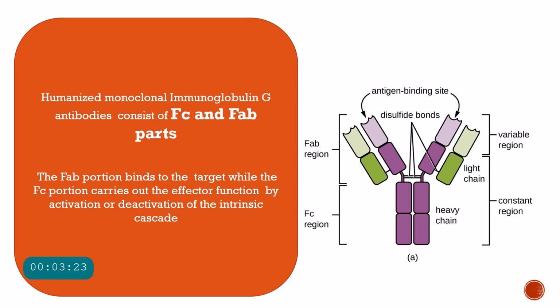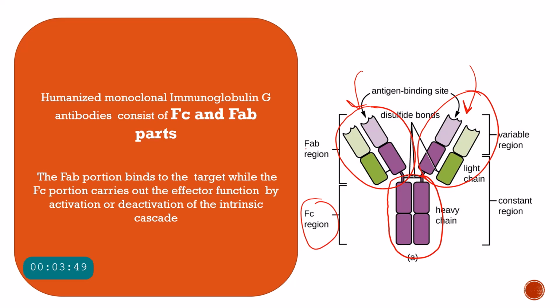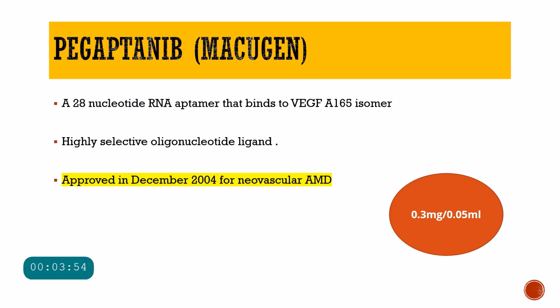Now, before I go into the anti-VEGFs, it's very important to know the basic structure of an antibody. The antibody basically consists of the binding domains which are called the FAB fragments, and below that we have the FC fragment. The FAB portion is responsible for binding with the target, and all the effector activities, or whatever effect the antibody will bring about, is carried out by the FC portion. So remember, there's an FAB portion and an FC portion of the antibody.